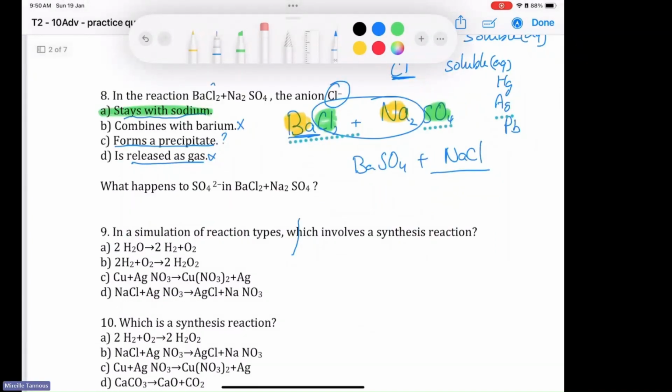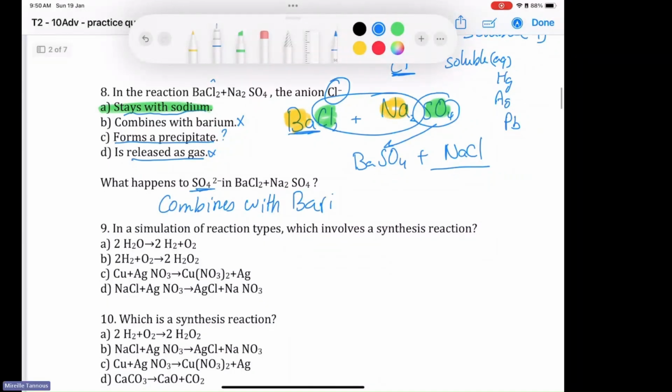Now again, this is the same question continued. What happened to the SO4? As you can see, the SO4 now combines with barium. Any questions?